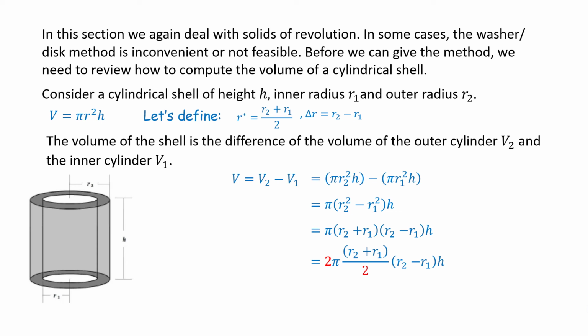Now we'll go back to our initial redefinition with the r asterisk and delta r to rewrite the volume for the cylindrical shell formula. That is, we would write v equals 2 pi, and where the r sub 2 plus r sub 1 divided by 2 was, we'll replace it with r asterisk. Where we had the difference r sub 2 minus r sub 1, we'll replace it with delta r, times h.